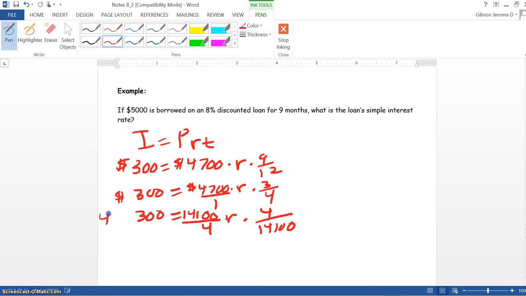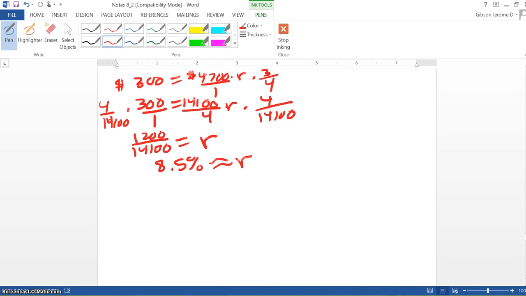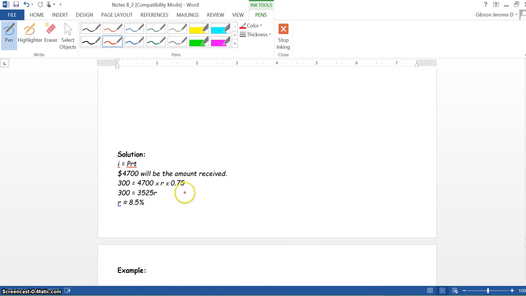So we will have 4 over 14,100 times 300 over 1. So this will leave us our R. 4 times 300 is 1,200, all over 14,100. Now, when we put this in a calculator, we will get approximately 8.5% is the discounted rate of interest, which we could see down here gives us a solution.